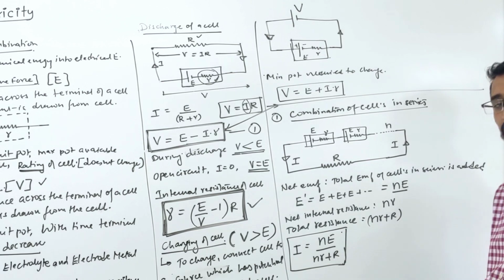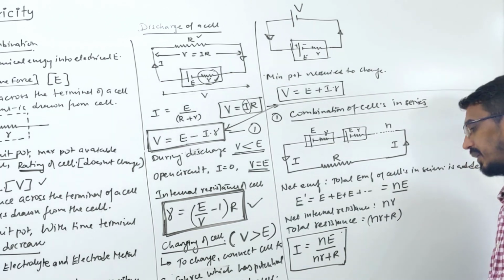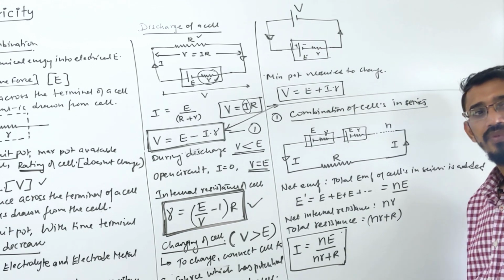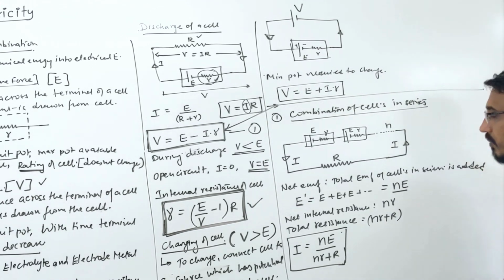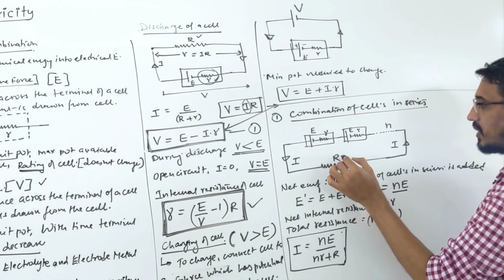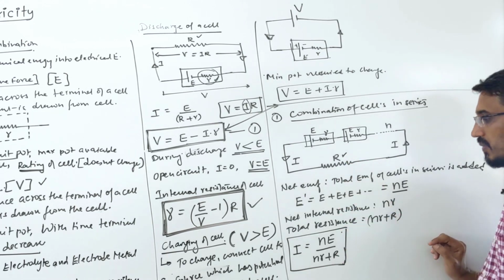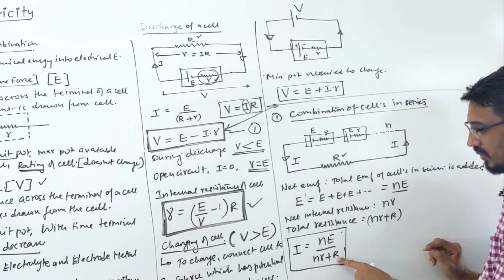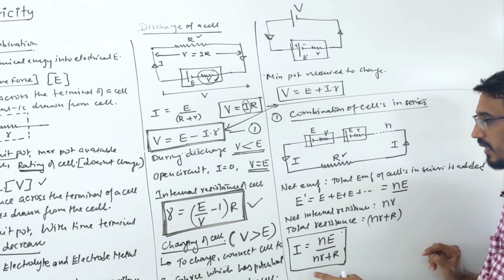Suppose you put some special conditions here. You want to know when the current is maximum and when it is minimum. Suppose the external resistance is very, very small, then you make R 0. Then the answer becomes E by small r, as n gets cancelled.